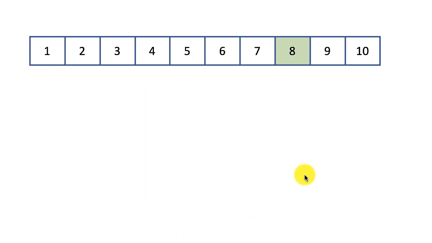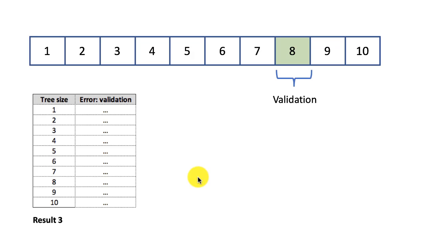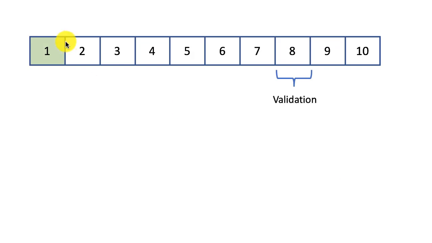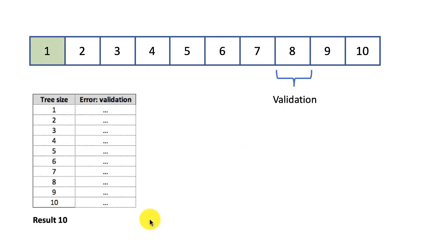Then comes result 3, where it's going to keep out 8 and use the remaining as training, and again it's going to get result 3. So in this process we can clearly see that if there are 10 divisions of the training set, you're going to get 10 such results. That is, for a tree size of 1, I'm going to get 10 different errors on the validation, depending on which set is being used. And finally it's going to get this. That will be result number 10.